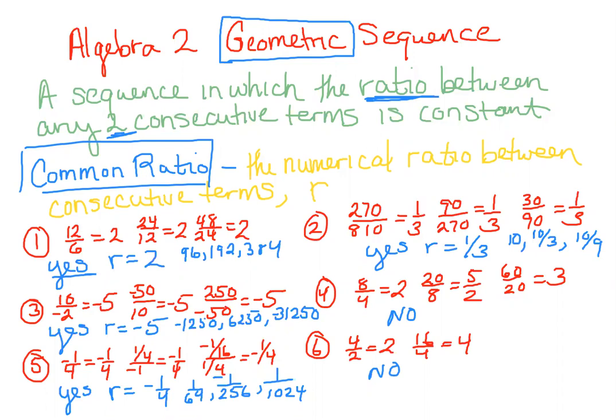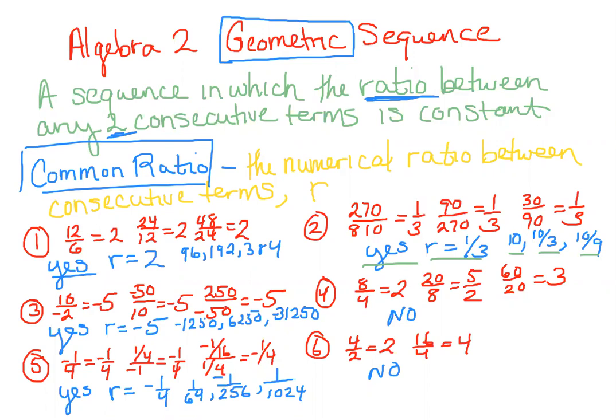Okay, number 2, we're going to take 270 divided by 810. That gives us a third. 90 divided by 270, a third. 30 divided by 90, a third. So yes, it is geometric, and our R is a third. So now we're going to multiply each term by a third to get the next term. So we're at 30. If we multiply by a third, we get 10, then 10 thirds, and 10 ninths for the next 3 terms.